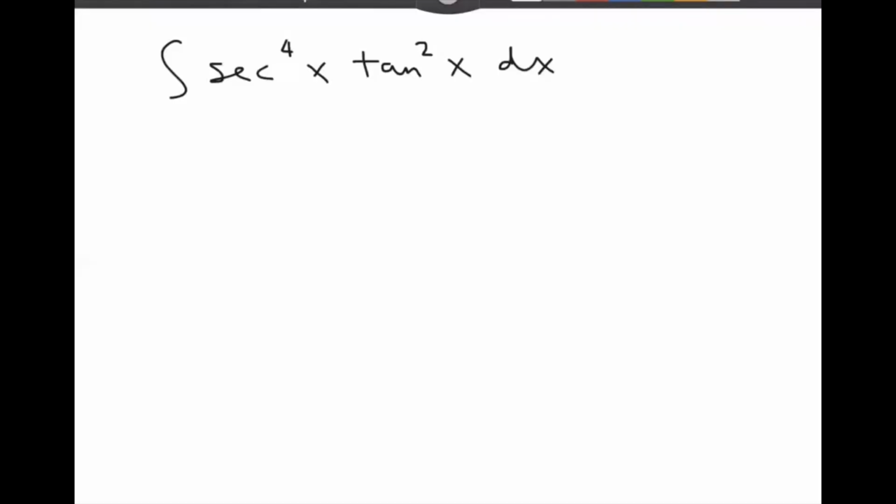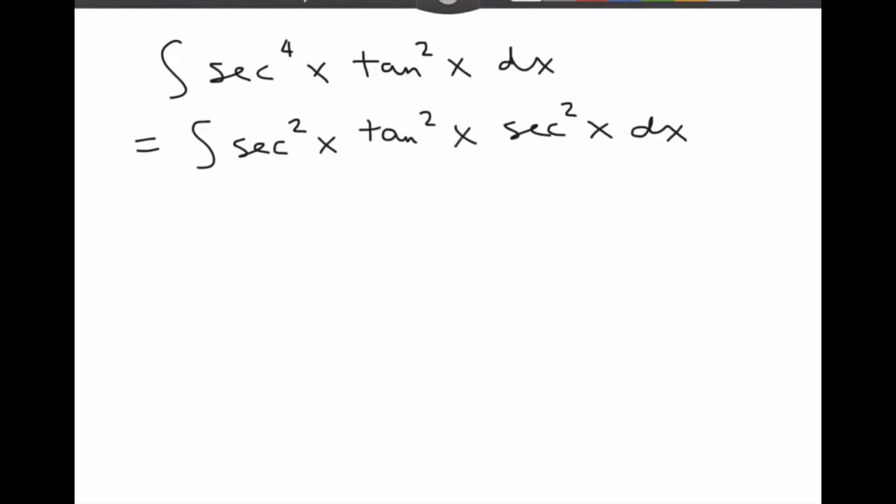All right, so in this example, we have an even power of secant. And whenever you have an even power of secant, what you want to do is break off a secant squared factor, which is going to leave me a secant squared factor. I'm going to put the other secant squared factor at the end, because that's going to make up the du in my substitution. All right, and then I'll keep this tangent squared x.